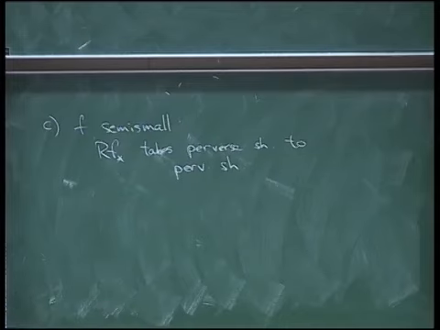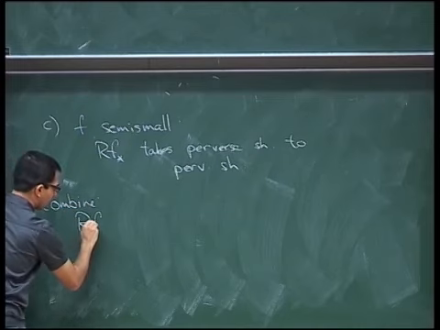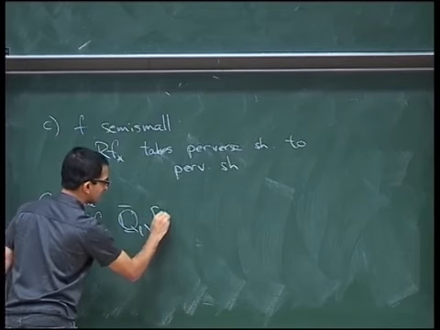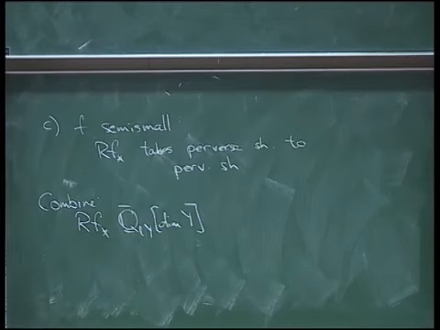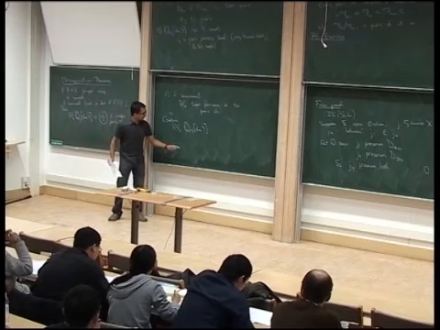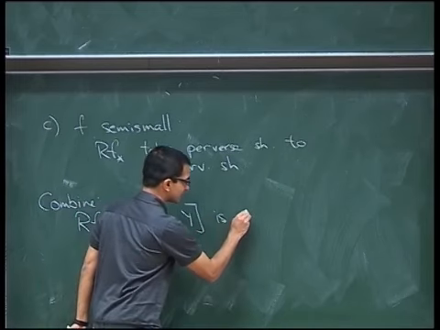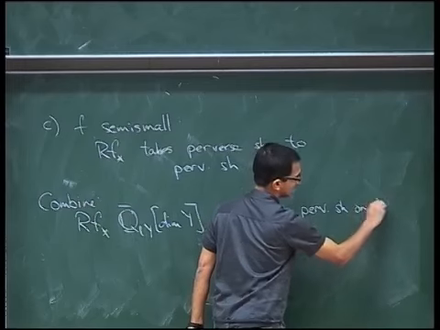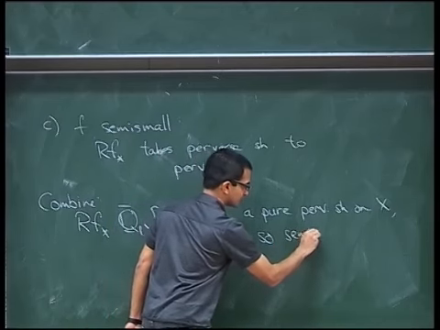Okay, so let's combine all this. Now Rf_* of Q_ℓ-bar on Y shifted by the dimension of Y. The thing we're pushing forward is a perverse sheaf by part B, and so the answer is a perverse sheaf by part C. And it's pure by part A. So this is a pure perverse sheaf on X. And then we proved that any pure perverse sheaf is semi-simple. So this is semi-simple.